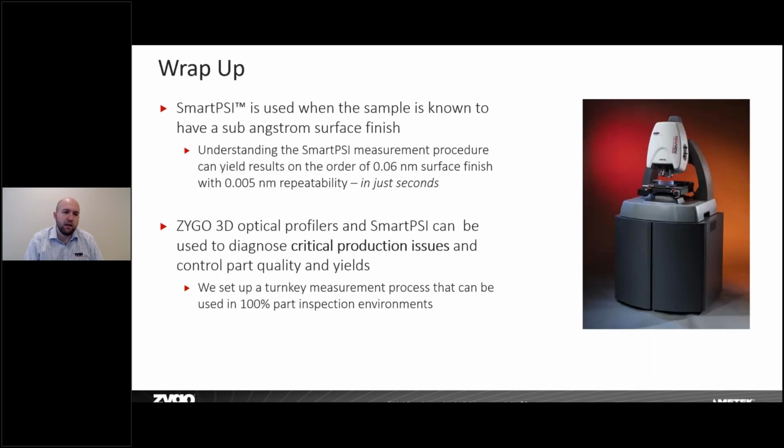So to wrap up, Smart PSI is used when you're going to be measuring any sample that has a sub-angstrom type surface, because it's an inherently low noise measurement technique and allows you to really get the precision that you need. Our 3D optical surface profilers with Smart PSI are great for diagnosing and figuring out some of your critical production issues, but you can then take that information that you learned in that tool and move it into a production environment to do some process monitoring as well. So it's not just a lab tool anymore.